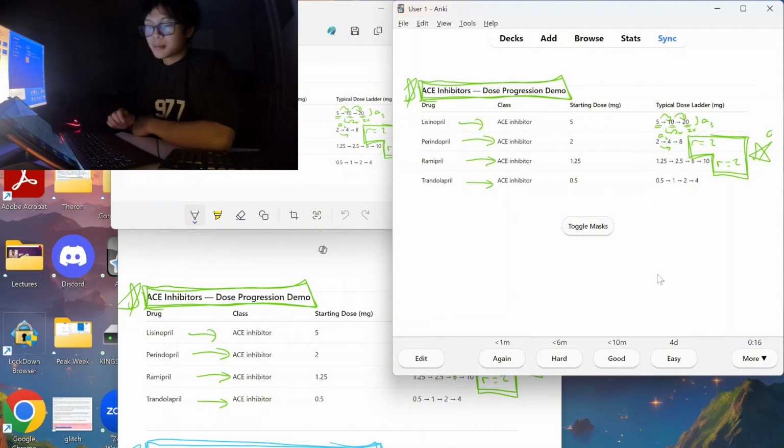It all comes down to personal preference. Personally, I think it'd be more beneficial in the long run to hide the doses of the other drugs while focusing on one drug at a time. But that's just me.